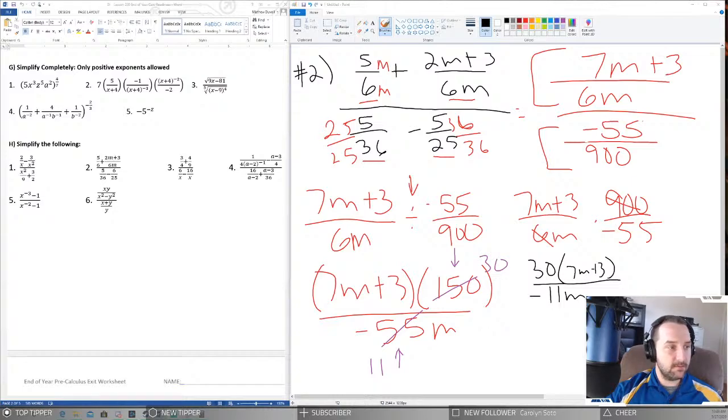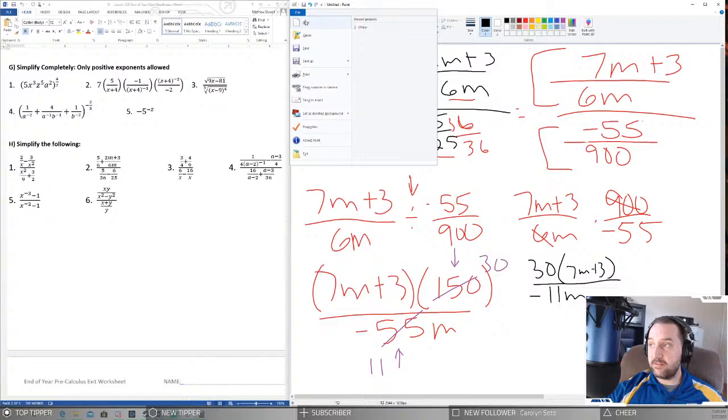Any questions on that one? So just know, no matter what it looks like, you're always doing the same thing. Sometimes it can get a little bit more complicated in how it looks, but the goal is still, how do we combine these together? Now let me give you an example.